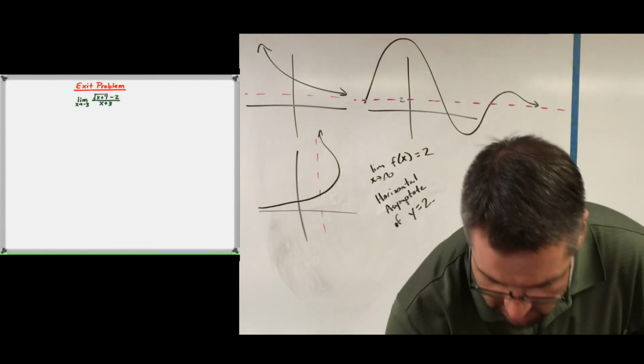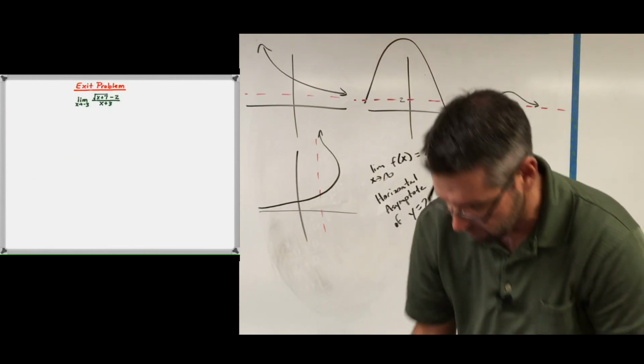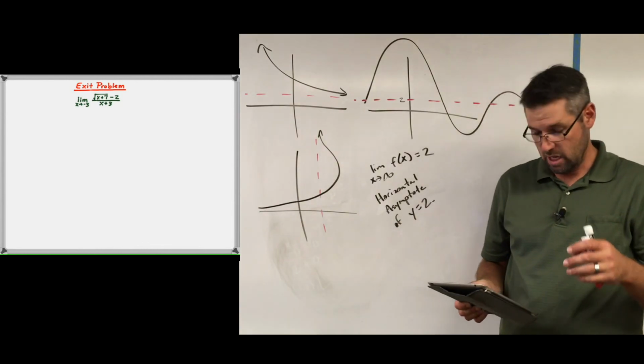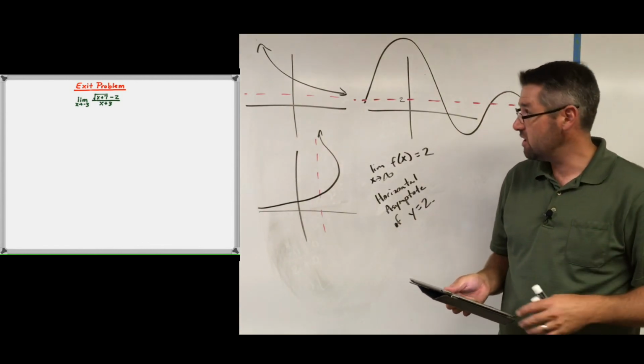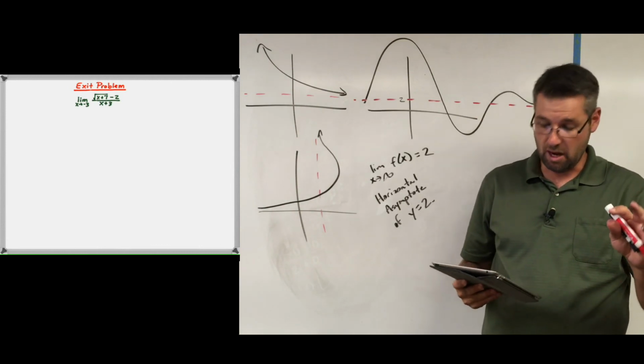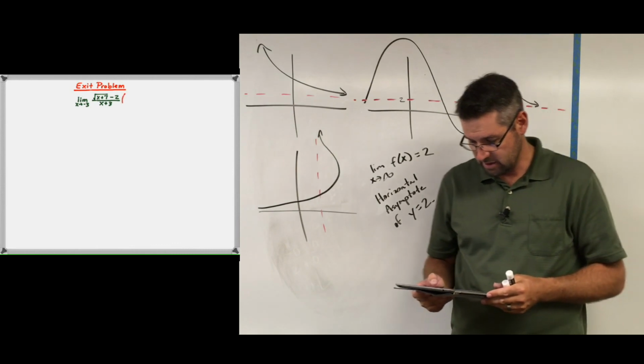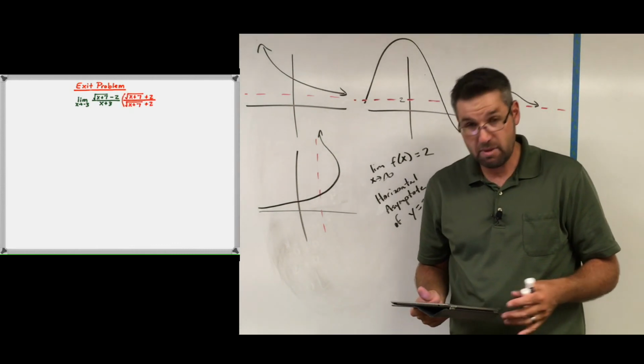All right, with that said, we have an exit problem here. We're going to kind of go fast through this. We're looking for the limit as x approaches negative 3 of this function. We're not looking at infinity or negative infinity, so we're not going to divide by the highest power. We could try substitution. It's not going to work. That is indeterminate. So we are going to multiply by the conjugate.